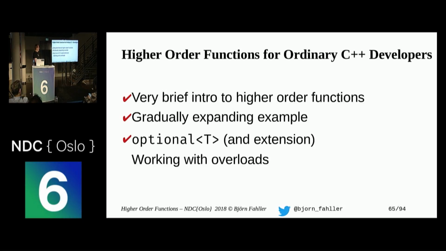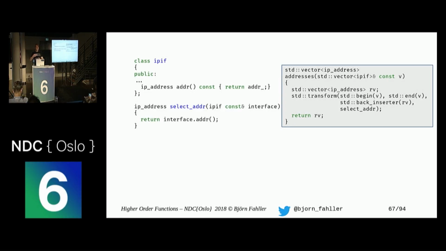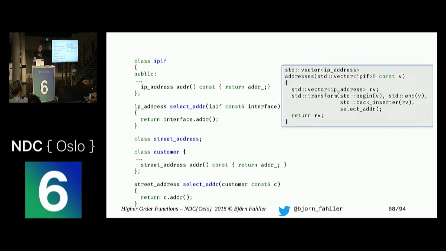And now we get to the facepalm part of this talk, working with overloads, because overloads are great, and they are a pain in C++, at least in this context. So if I have an IP interface as before, and I have this function select address, and I have something that works with it, everything is fine, no problem. But then somewhere in my program, I also have a customer that has a street address that I want to be able to query, so I have a function select address that takes a customer.